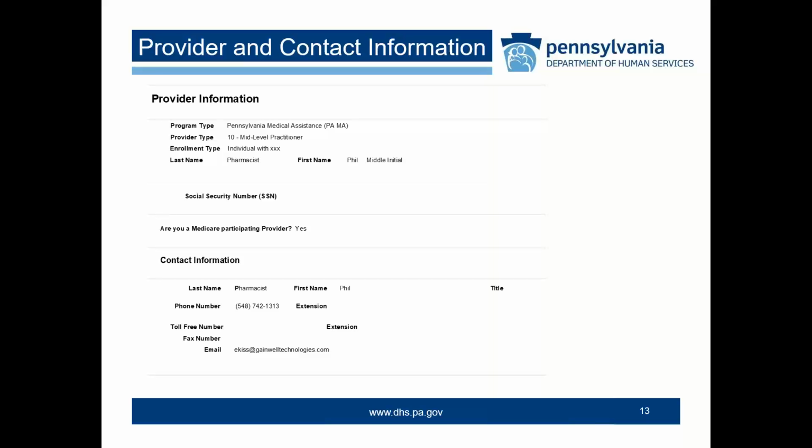If you are a Medicare participating provider, you will answer yes here, and then list your contact information. Please note, your contact information is extremely important. If, for any reason, there is an issue with your application, or if your application is returned for any reason, this is the information we will use to contact you. Your email address listed here is the email address we will use to return your application. So please make sure that this information is accurate and correct.